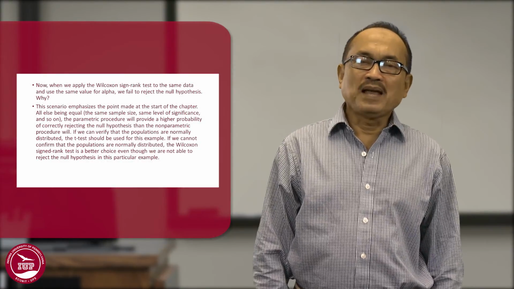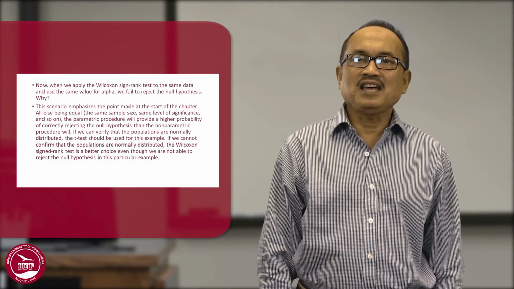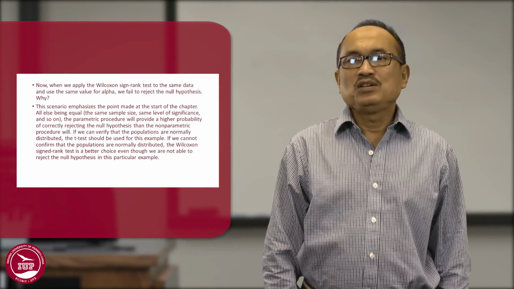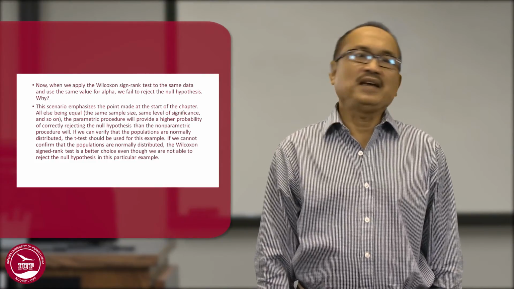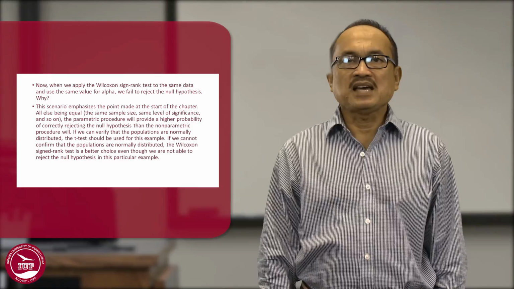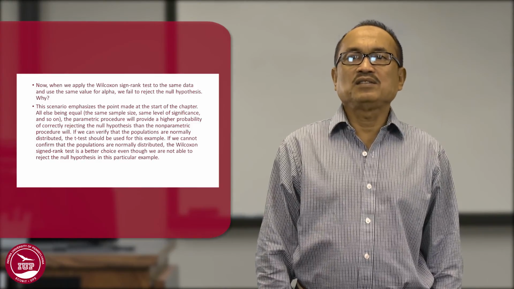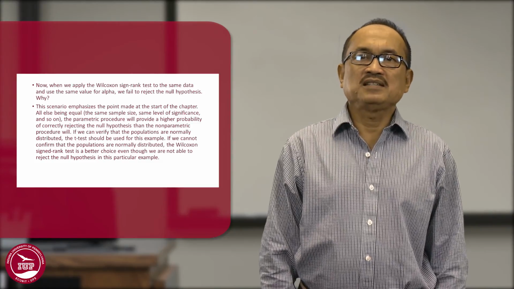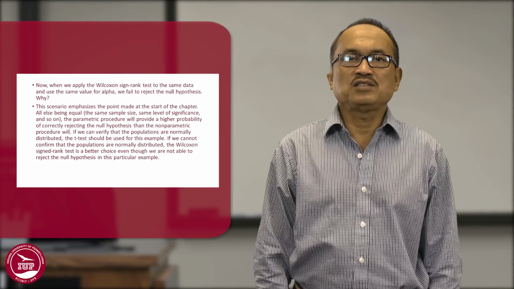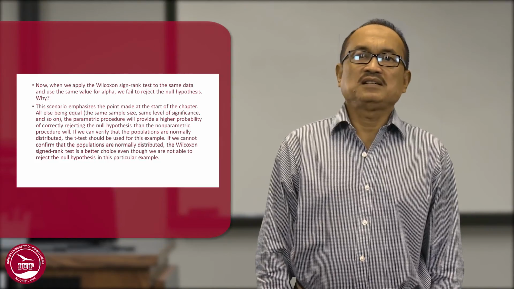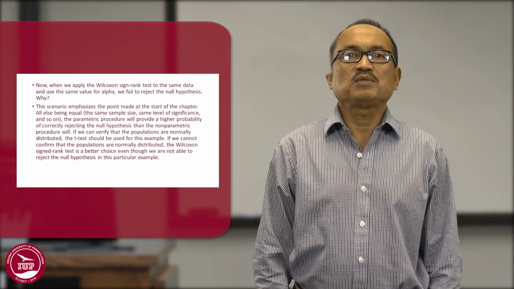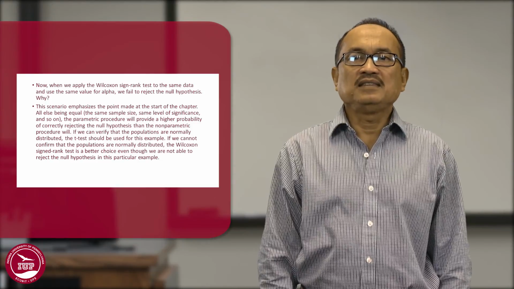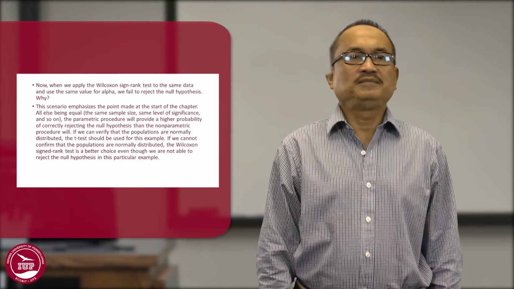Now, when we apply the Wilcoxon sign rank test to the same data and use the same value for alpha, we fail to reject the null hypothesis. Why? This scenario emphasizes the point made at the start of the chapter. All else being equal, the same sample size, same level of significance, and so on, the parametric procedure will provide a higher probability of correctly rejecting the null hypothesis than the non-parametric procedure will.